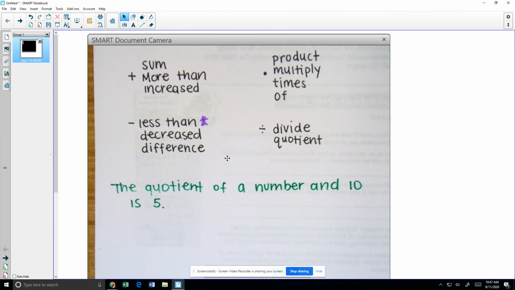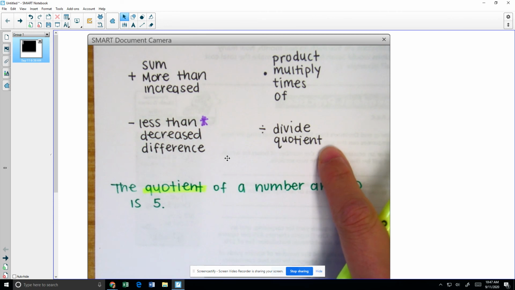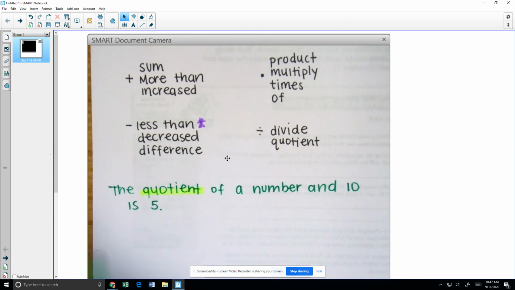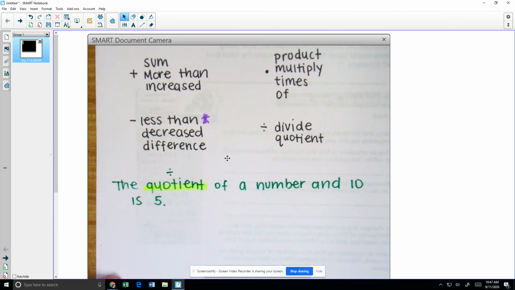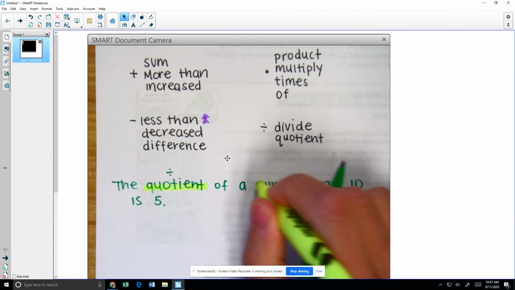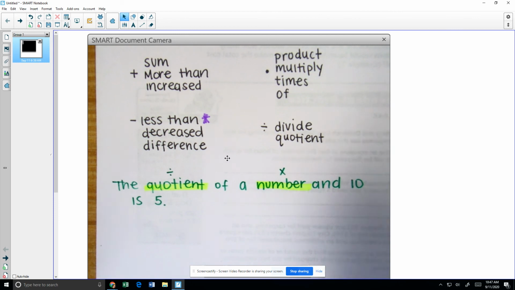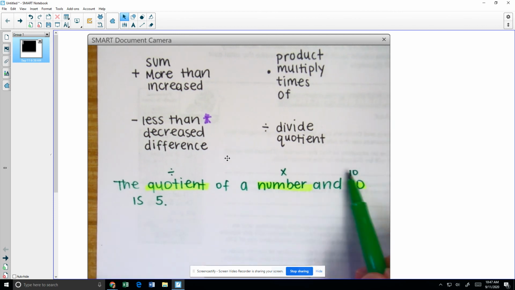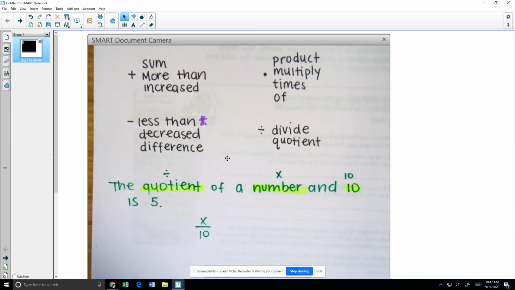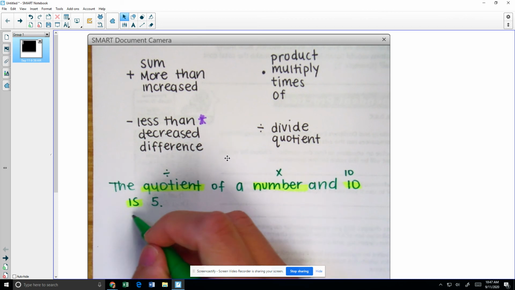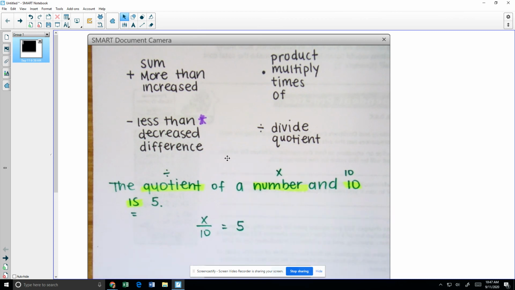So first of all, quotient, if you look at this chart, means divide. So if I divide a number, I don't know the number, so we normally write X, and 10 is just 10. So X divided by 10. If I divide X and 10, it is 5. Remember how we said "is" is always going to be equal. So equals 5. Boom. That's it. Good job.